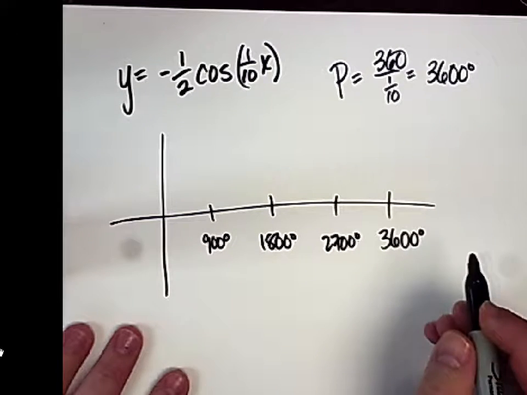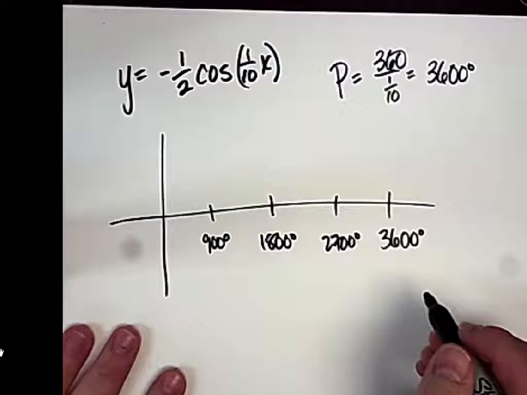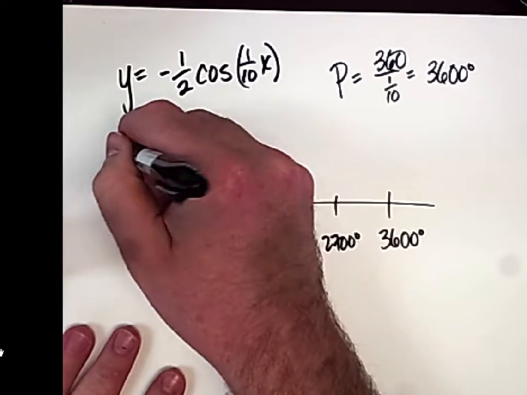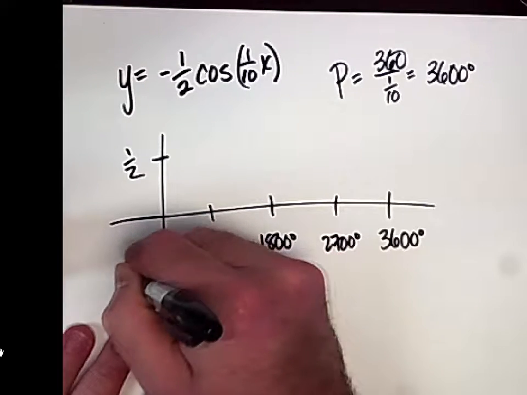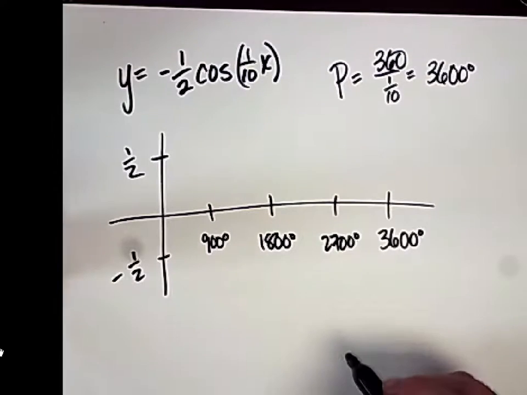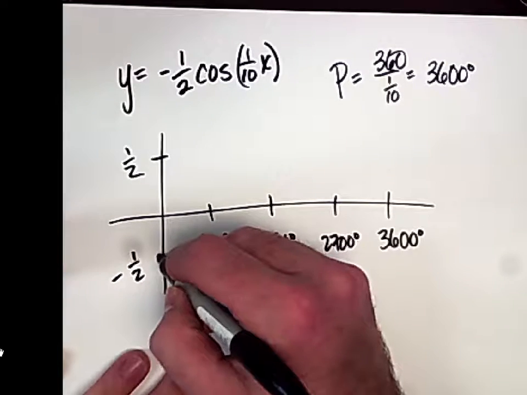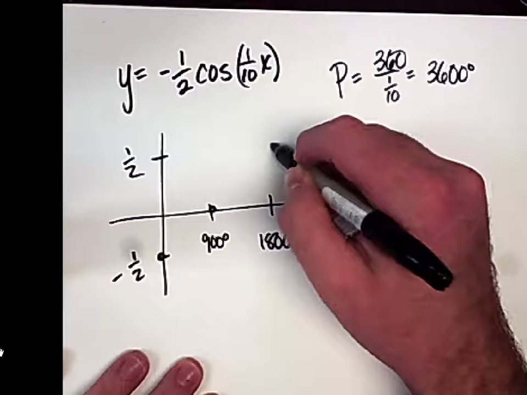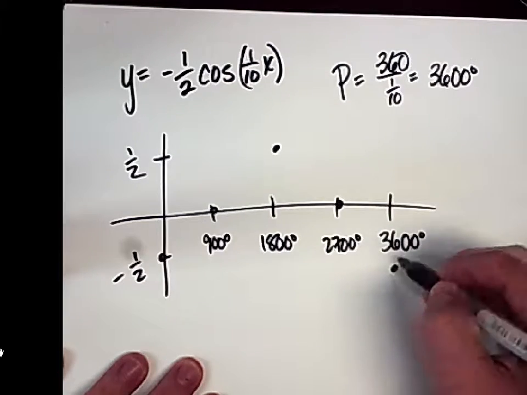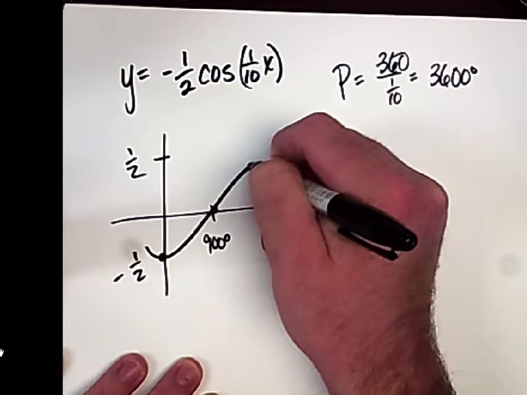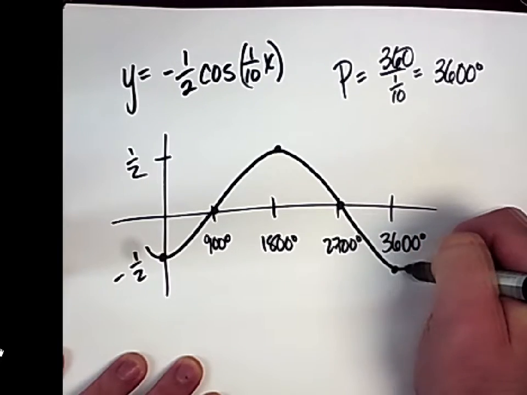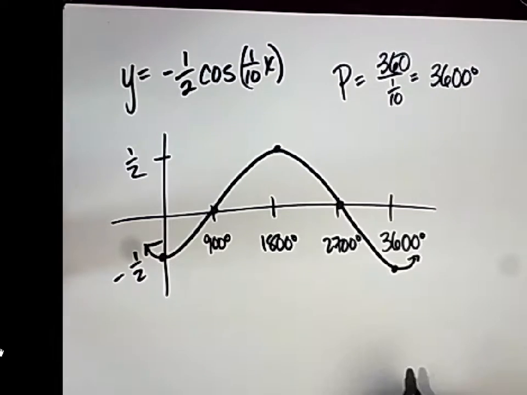What's the amplitude? 1/2. So we're going to go up 1/2 and down 1/2. Cosine starts at the top. Where do you think negative cosine starts? Bottom. Started from the bottom. There it is.